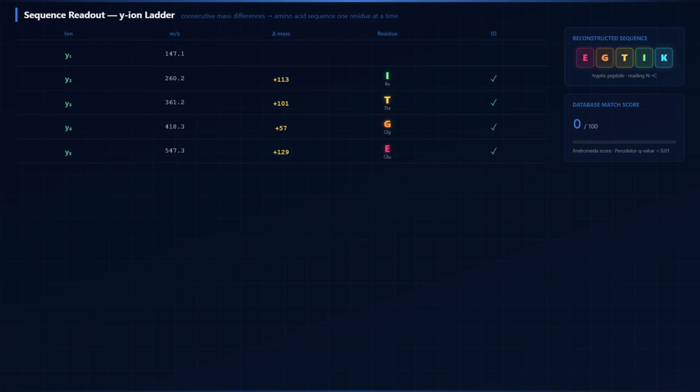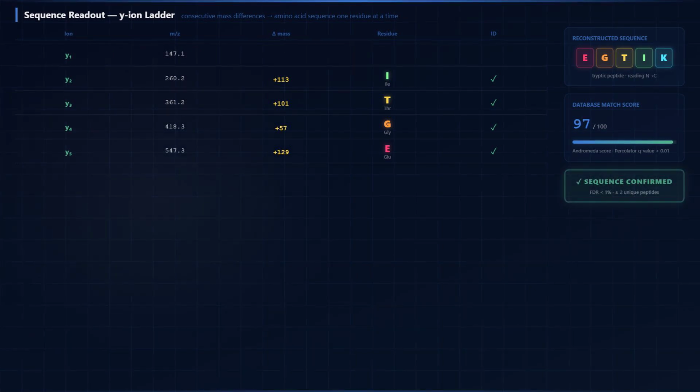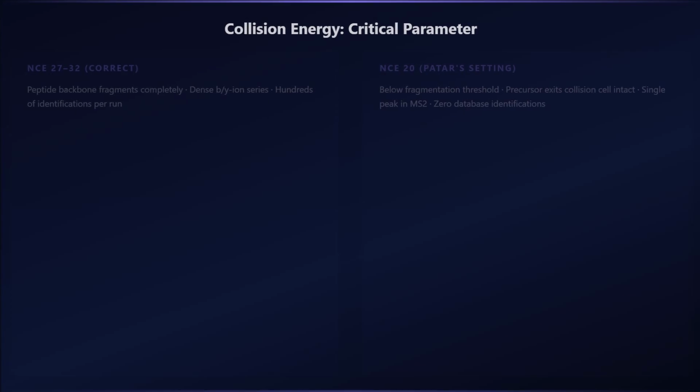The search engine matches your fragment masses against every theoretical tryptic peptide in the proteome, scores the match, and assigns the spectrum to a sequence. The score threshold is calibrated to your target false discovery rate. I set the collision energy to 20.